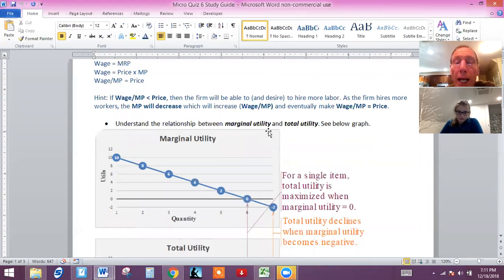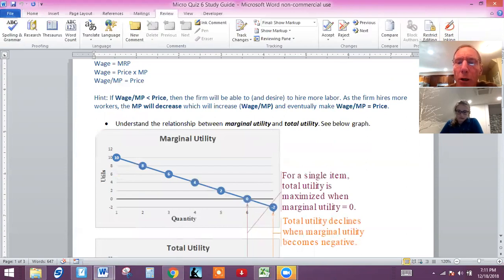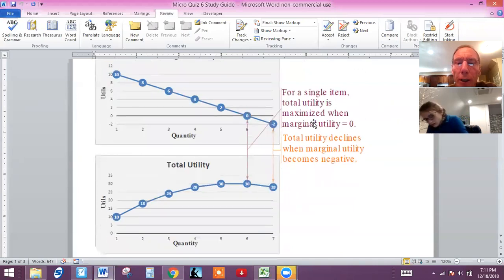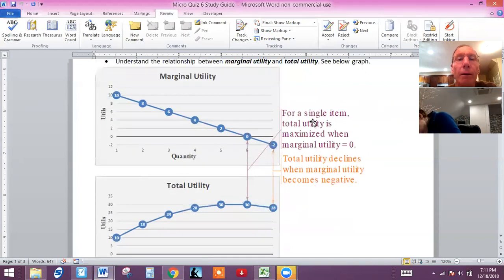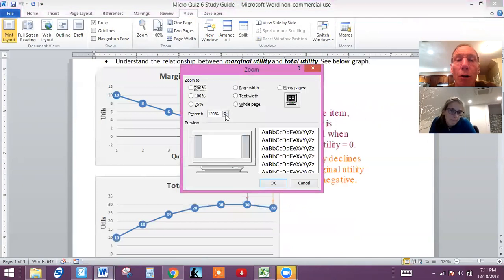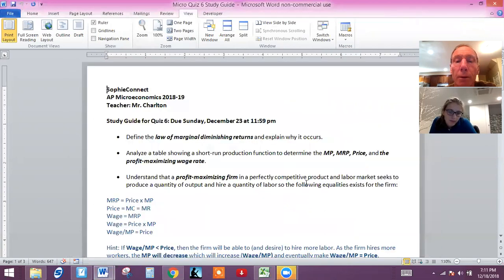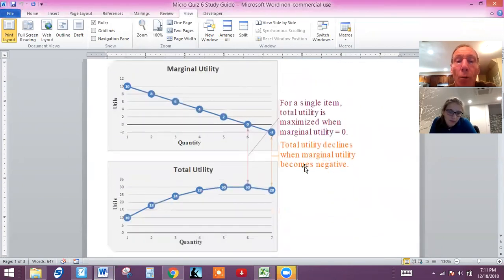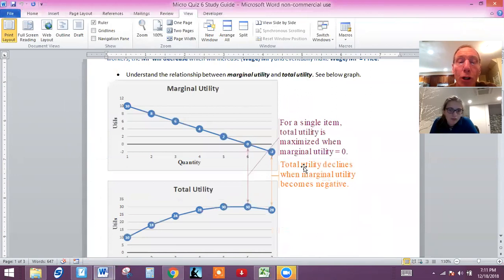Now, this one, I'm not sure we actually talked about. I don't really remember if the book talked about this or not, but I wanted you to make sure that you understood that. Let me make this view a little bit smaller so we can actually see it. Okay. So I wanted you to understand the relationship between total utility and marginal utility.